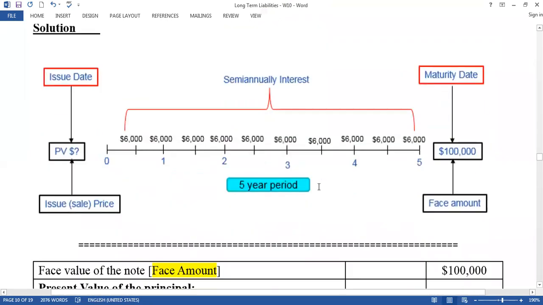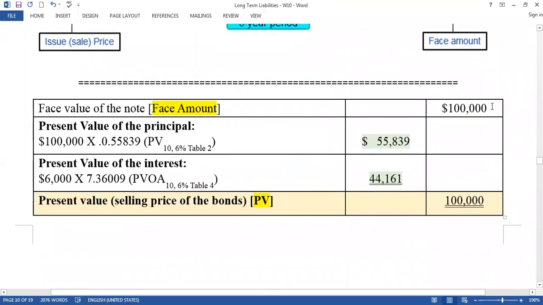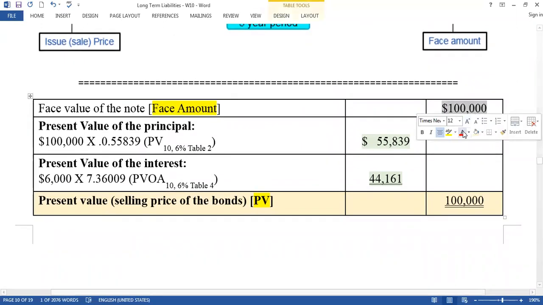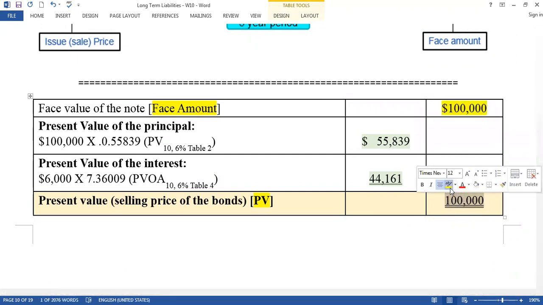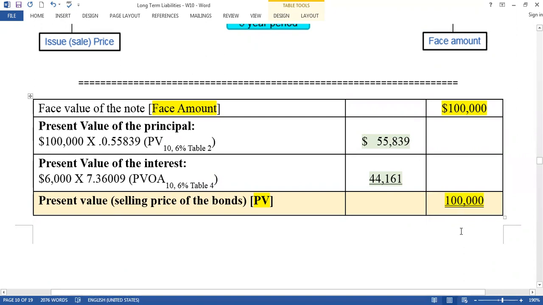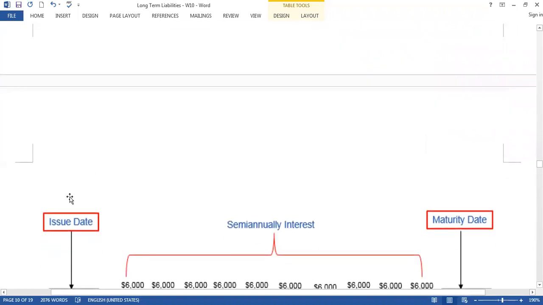According to this question, we see that face amount is $100,000 and present value is also $100,000, equal, right? As this is equal, this is called a face amount bond. Why are these two numbers equal? Because the company interest rate and the market interest rate are similar. As the two rates are similar, their present value and face amount are also similar. Now, based on this table, look at the new diagram.